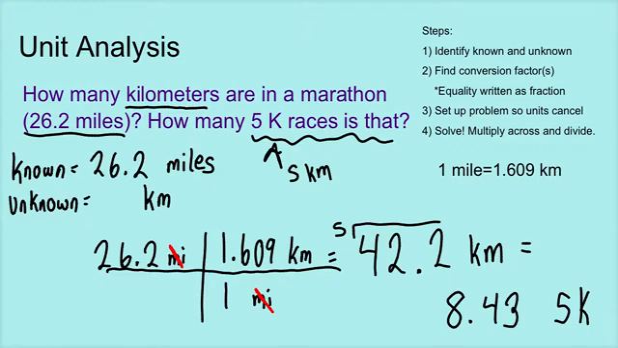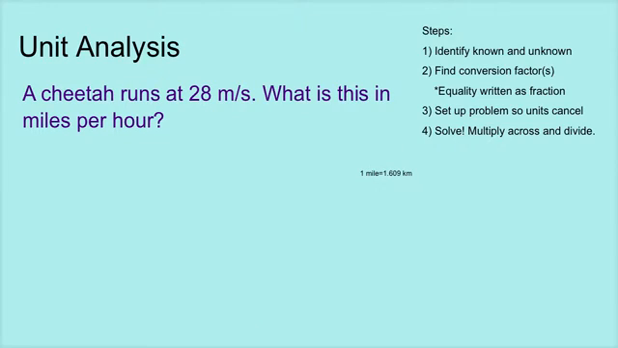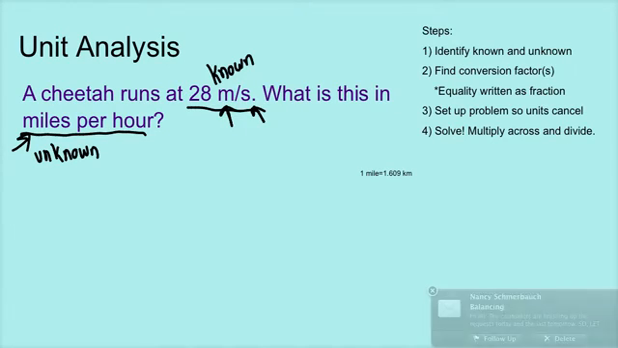Okay, let's look at one more example that requires more than one conversion factor. A cheetah runs at 28 meters per second. Okay, that's my known. What is this in miles per hour? That is my unknown. So this one, not only am I going to have to convert from meters to miles, I'm also going to have to convert from seconds to hour. So this is a much more complicated problem.